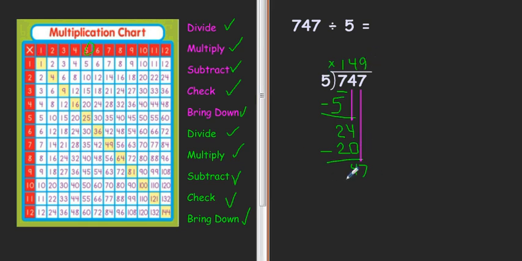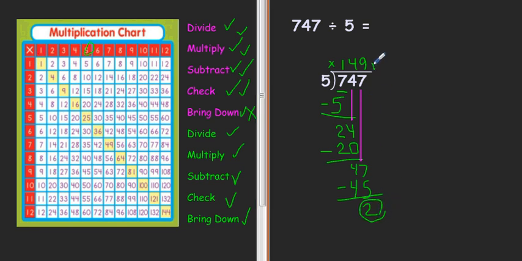So then we have 45. So I divided. Now I multiplied. 9 times 5 is 45. Subtract. 47 minus 45. 7 minus 5 is 2. 4 minus 4 is 0. So I checked, and there's nothing left to bring down, so I am done. 2 is smaller than 5, so yes. So 2 is going to be my remainder.